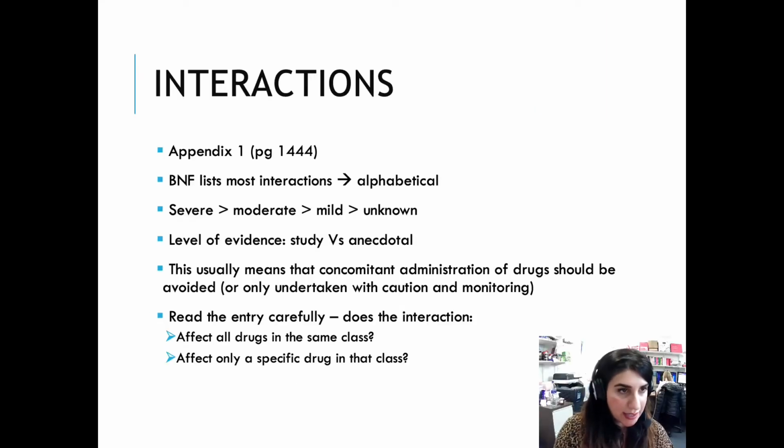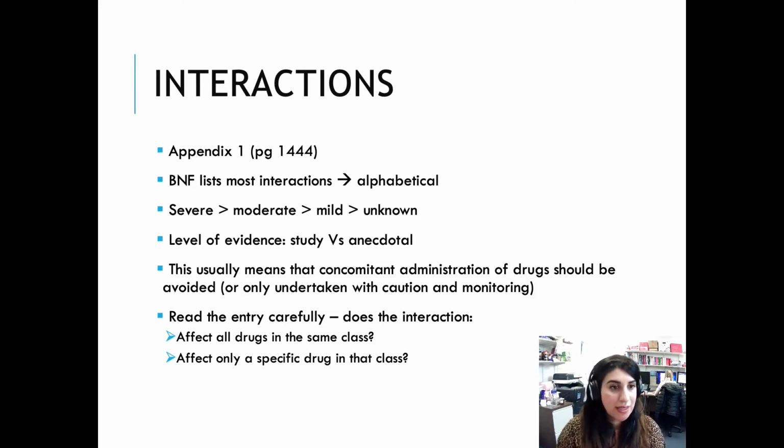Right, the very first section was interactions. Obviously, the interaction section online versus the BNF, you'll find it in different places. Because it's a book, you will find it in the paper BNF at the very back in Appendix 1. The interactions online, when you type any drug in, if you scroll down, within that drug monograph, there's a section on interactions and you need to click into it. Once you do, all the interactions for all the drugs that interact with that drug will be listed alphabetical.